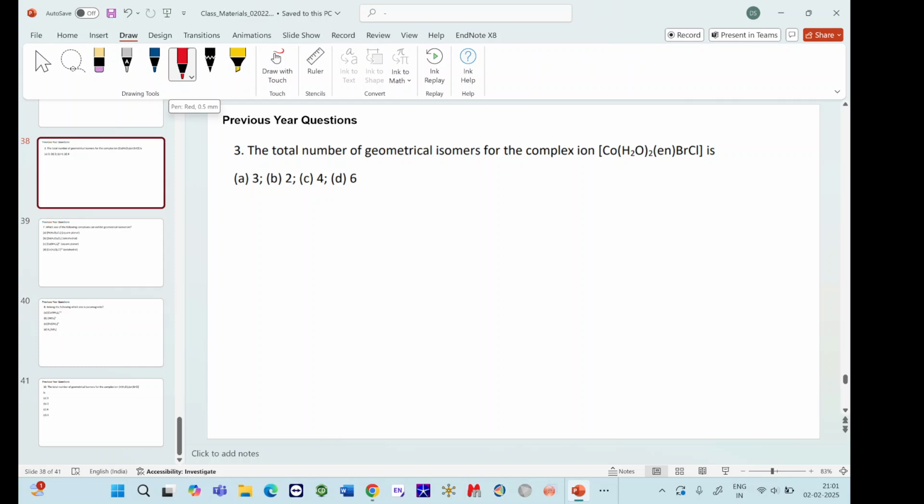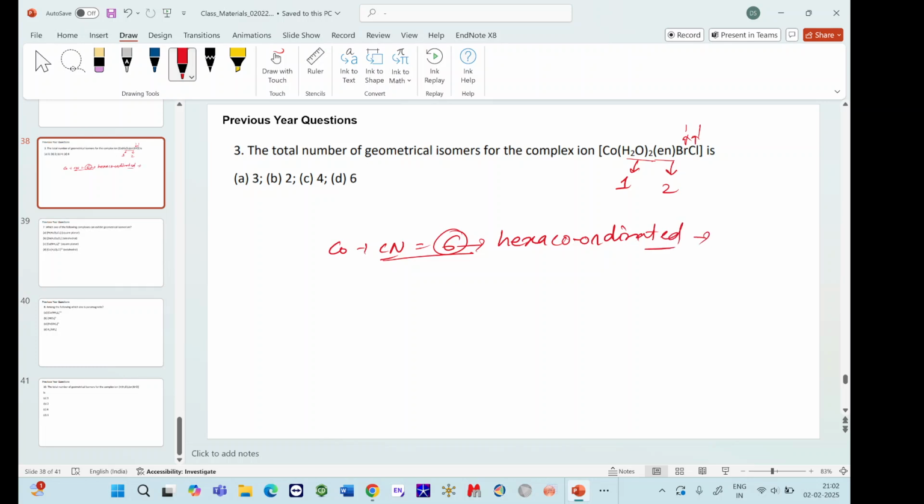So let us first see what is the coordination number. H2O will be monodentate, ethylene diamine is bidentate, and the others will be one and one. So combining all, the coordination number will be 6. So this is hexa coordinated, so most probably the geometry will be octahedral.